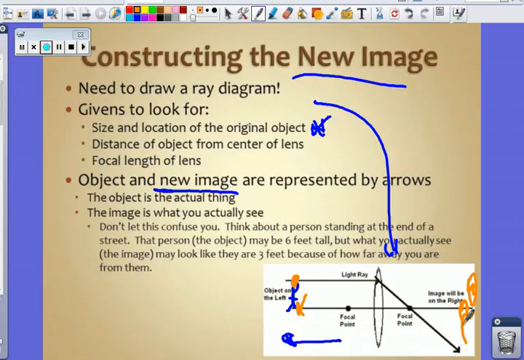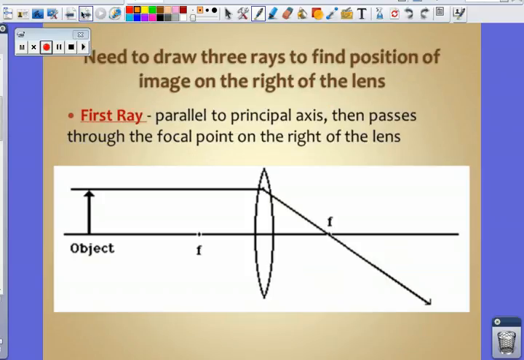How are we going to do that? We need to draw 3 rays to find the position to the right. There are 3 different ways, and these are the same 3 rays no matter what you do. The first ray goes in parallel to the principal axis, and out through the focal point. That's number 1: parallel in, through the focal point, out. We don't know where this is going to show up yet over here. We need 3 light rays to figure out where.